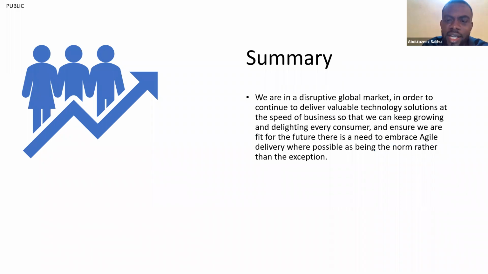In summary, what I'm advocating is this. We are in a disruptive global market. In order to continue to deliver valuable technology solutions at the speed of business, so that we can keep growing and delighting every customer and ensure we're fit for the future, there's a need to embrace Agile in delivery wherever possible as the norm rather than the exception.